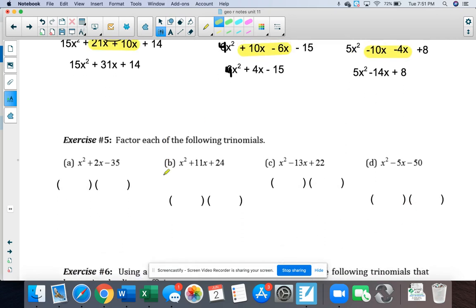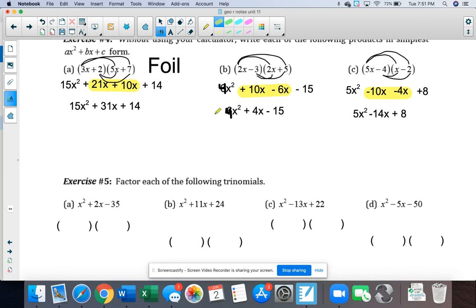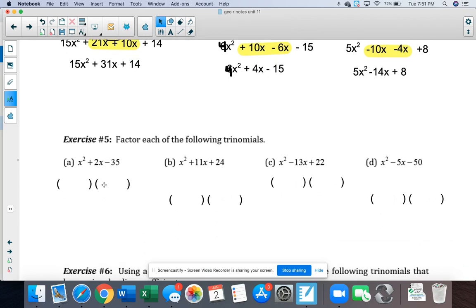Now I'm going to factor my trinomial. So really I am starting with the trinomial and I'm working backwards and setting up my two sets of parentheses. So for each of these, I've already set up my two sets of parentheses. Now what you do, x squared, what happens is x and x are going to go in the first term right there. X times x is x squared.